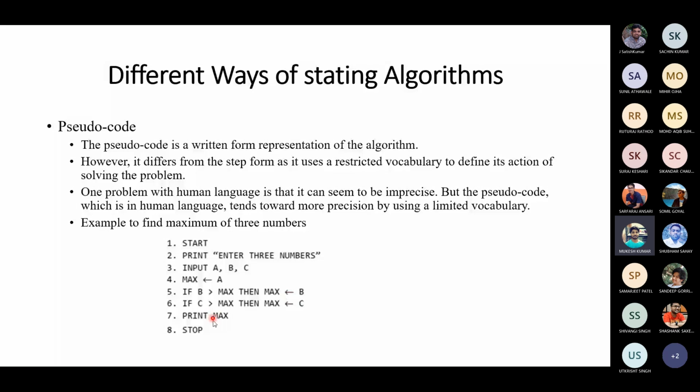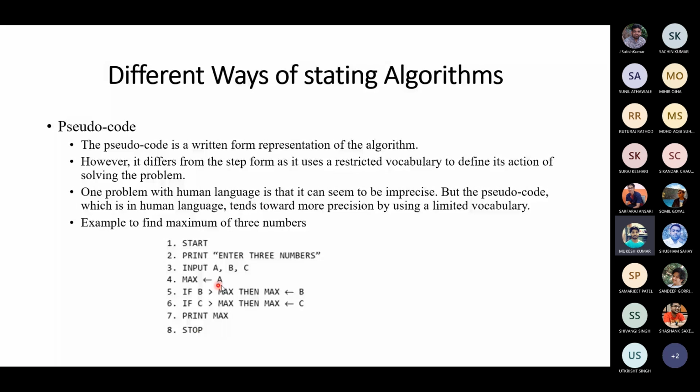If C is bigger, then this condition will fail, and this condition will also fail. So you will print the C value. So all conditions are working. We are defining it in only a minimum number of steps, with minimum vocabulary and minimum symbols.